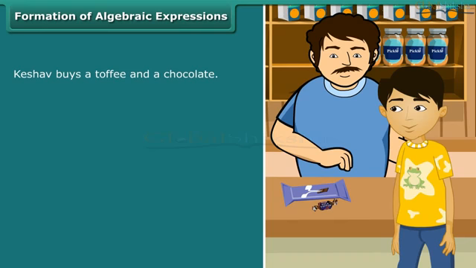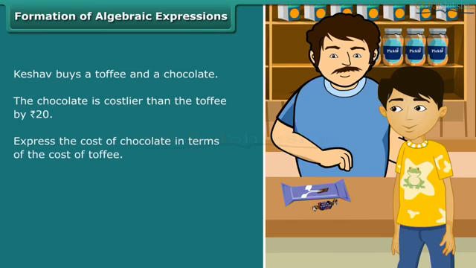Keshav buys a toffee and a chocolate. The chocolate is costlier than the toffee by 20 rupees. Express the cost of chocolate in terms of the cost of toffee. If the cost of toffee is x, cost of chocolate is equal to x plus 20.